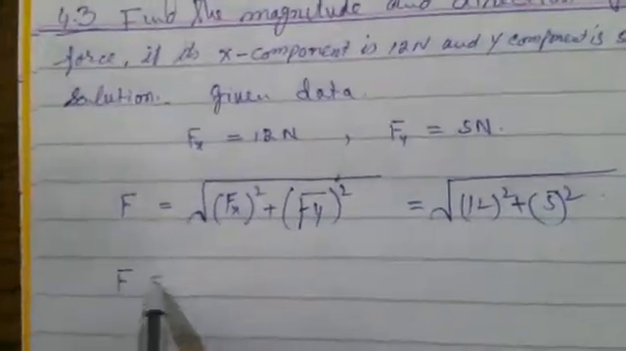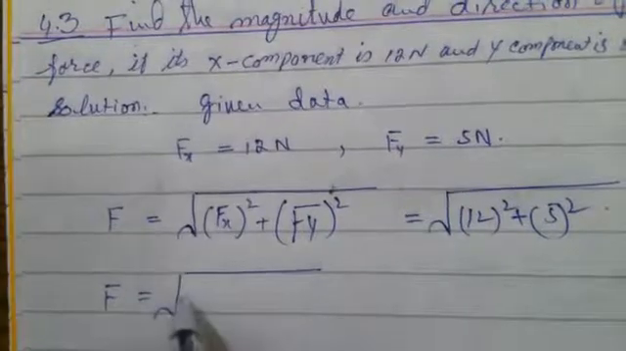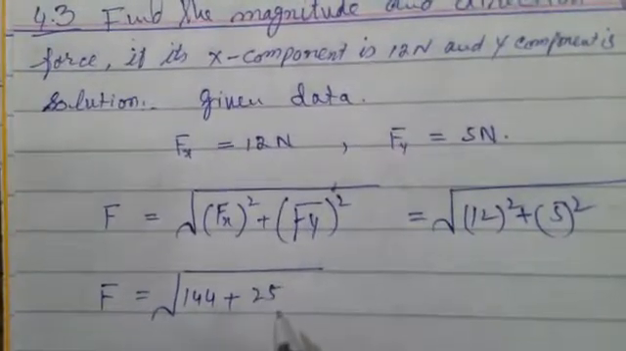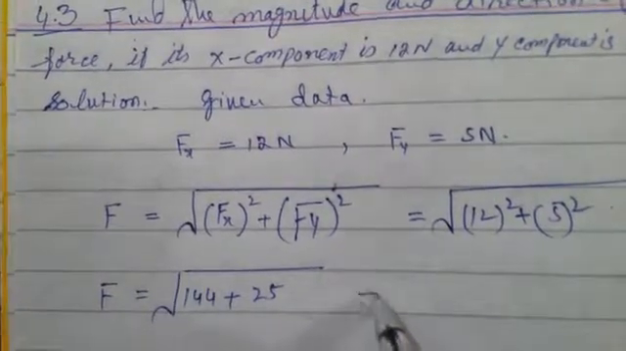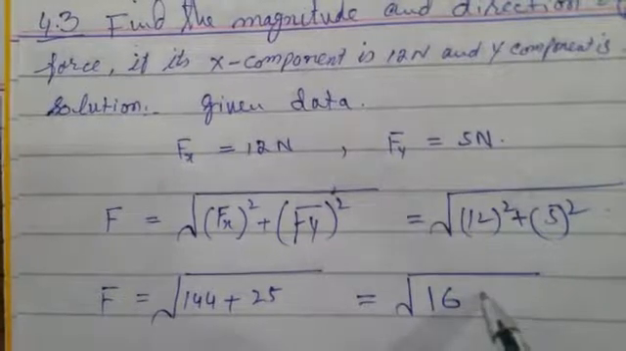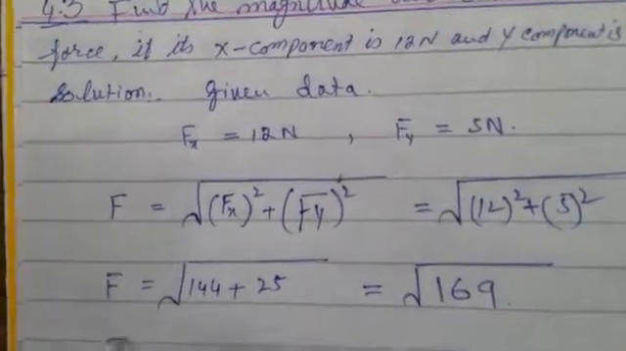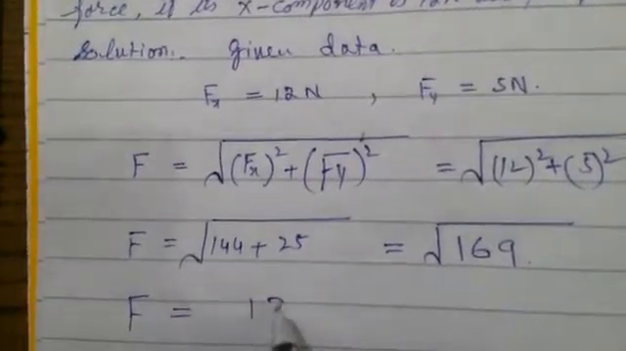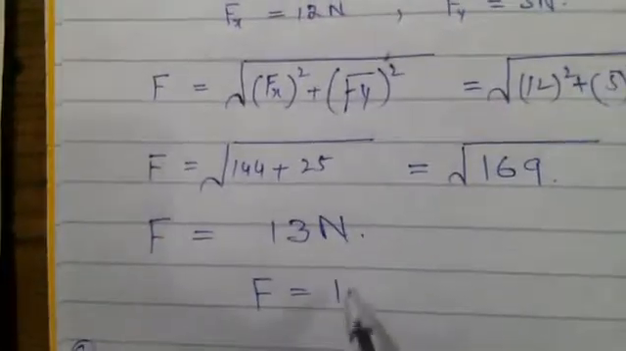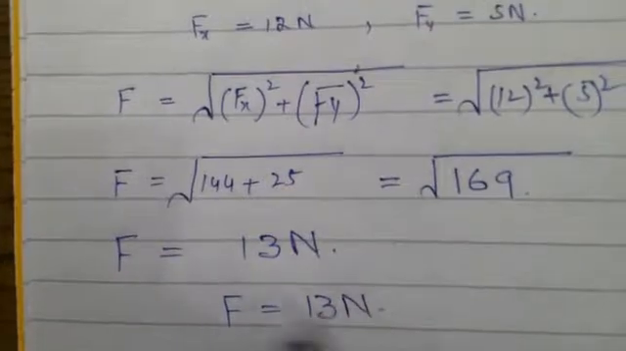So F is equal to under root 144 plus 25, which is equal to under root 169, or F is equal to 13 Newton.